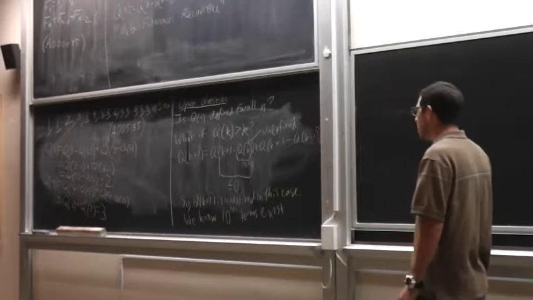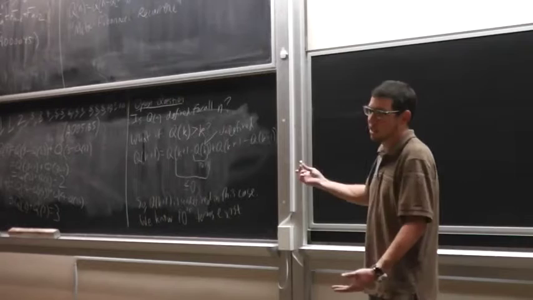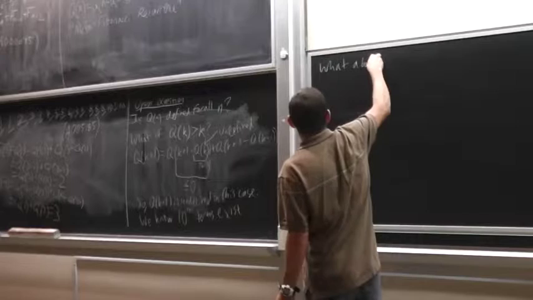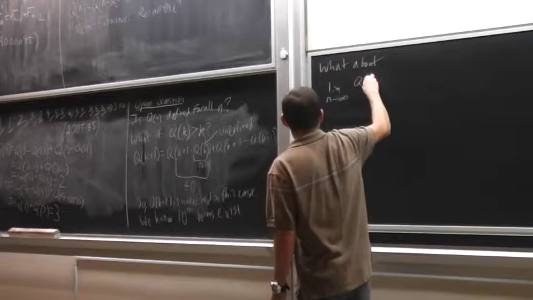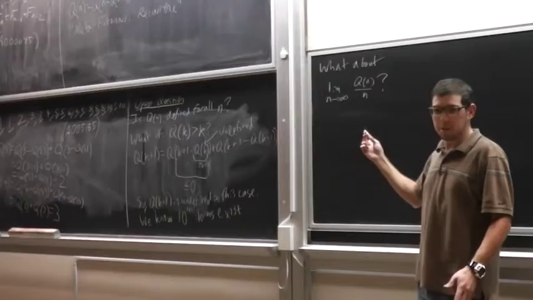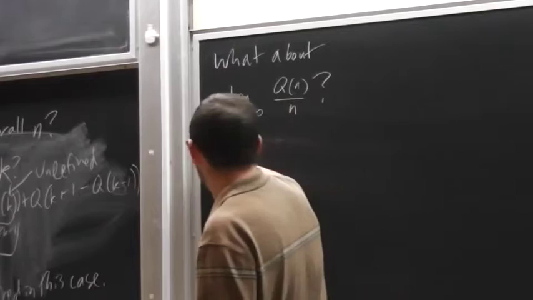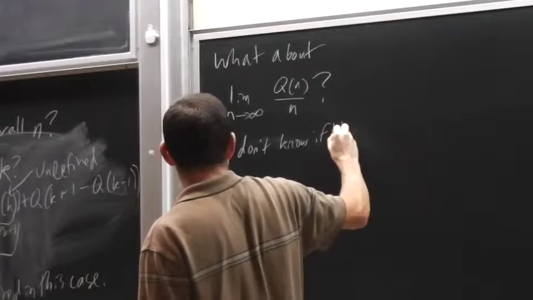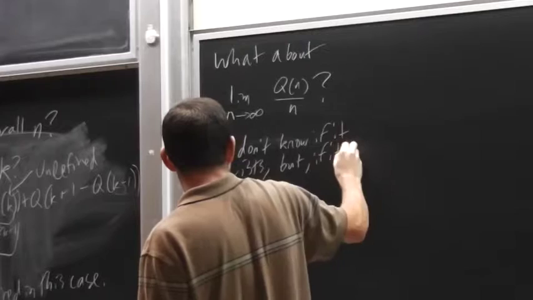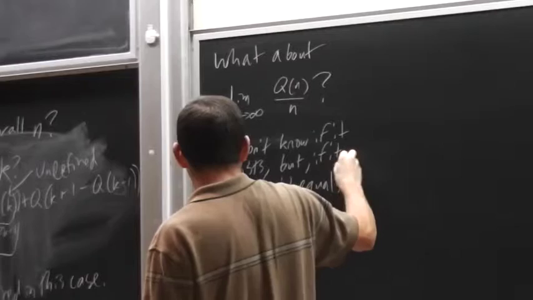But then there's another question of, well, let's say condition on it exists. What can we say about the growth rate of the sequence? And the answer is, we don't know whether this exists or not, even if we assume that that exists. But we know that if this exists, it's a half. That's the state of affairs with the Hofstadter Q sequence.